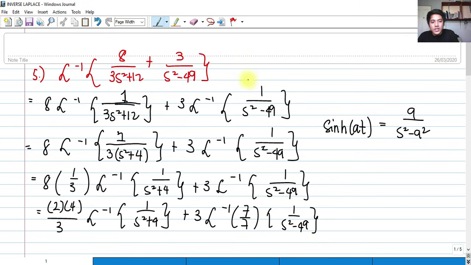What will happen next is I can let this 4 inside. Let me rewrite this and erase this. So this would be 2. We got the 4 from the 8, 4 times 2. We let the 2 here, and then we have 4 here, because the numerator of this inverse Laplace needs to be 2 because of our value of a, which is equal to 2.